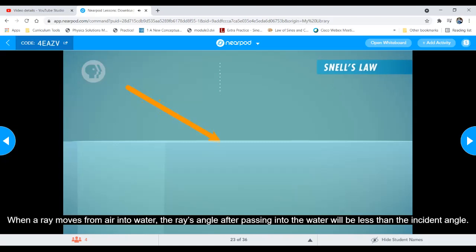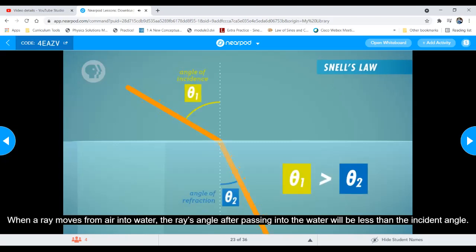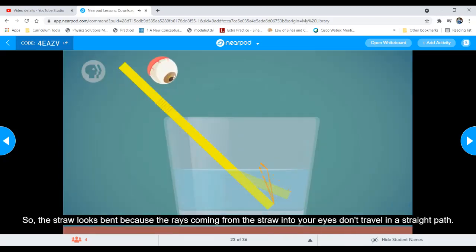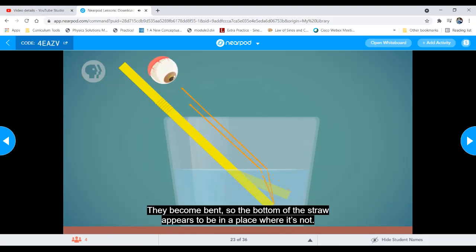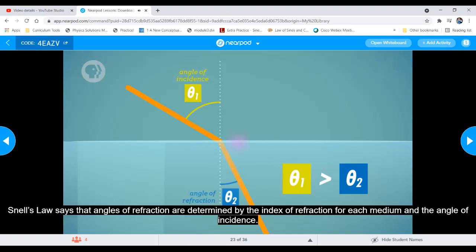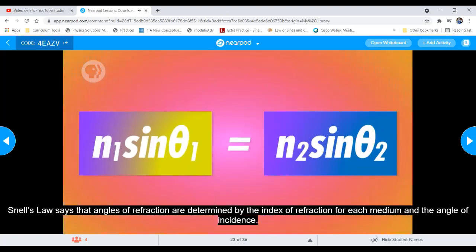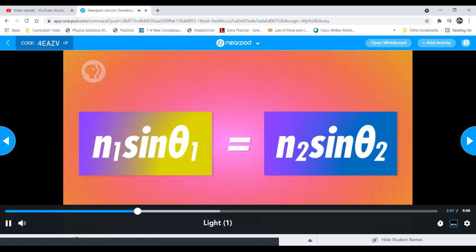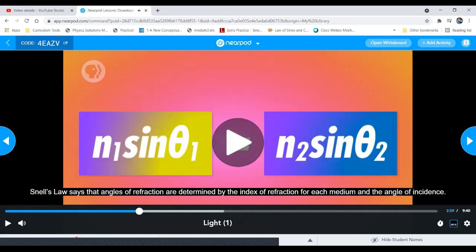When a ray moves from air into water, the ray's angle after passing into the water will be less than the incident angle. So the straw looks bent because the rays coming from the straw into your eyes don't travel on a straight path. They become bent, so the bottom of the straw appears to be in a place where it's not. The angle of a light ray after it passes from one medium to another is called the angle of refraction, and it's related to the angle of incidence by Snell's law. Snell's law says that the angles of refraction are determined by the index of refraction for each medium and the angle of incidence.